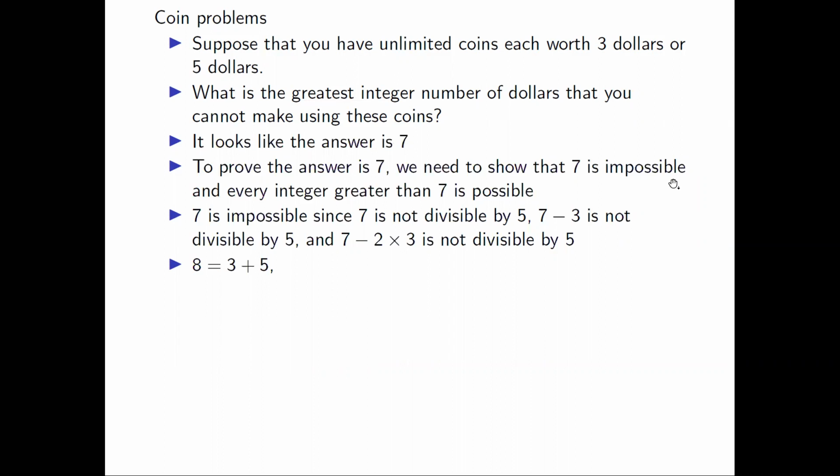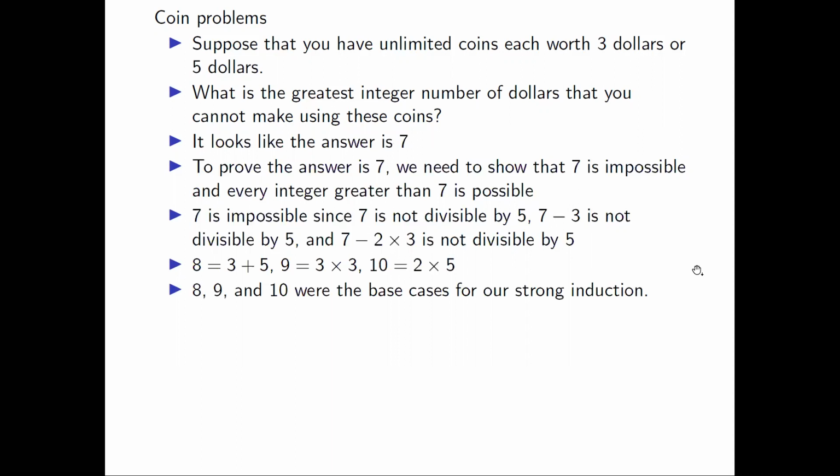Now, we have one other thing to prove. We saw that 7 is impossible. Now we need to show that every integer greater than 7 is possible. So we start with 8. 8 we saw already is 3 plus 5. 9 is 3 times 3. 10 we saw is 2 times 5. And that's our base case for our strong induction.